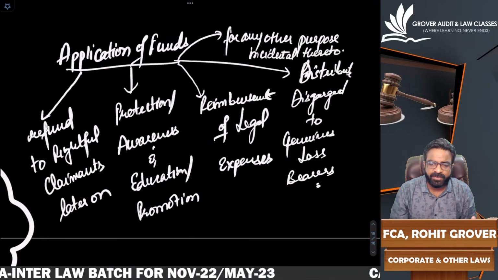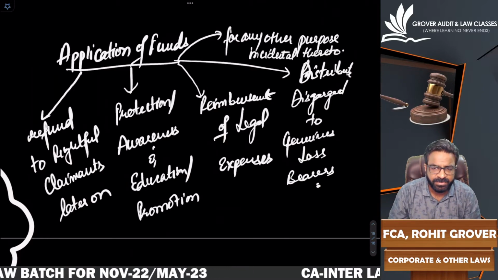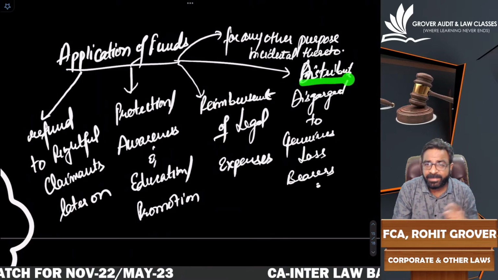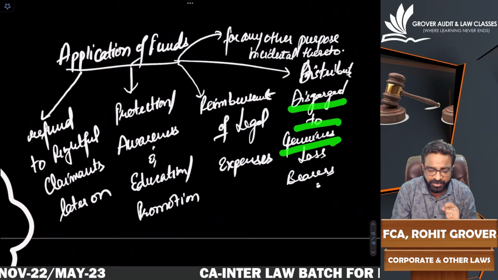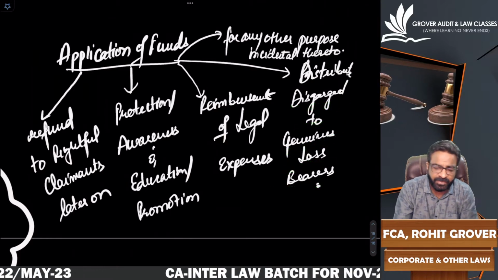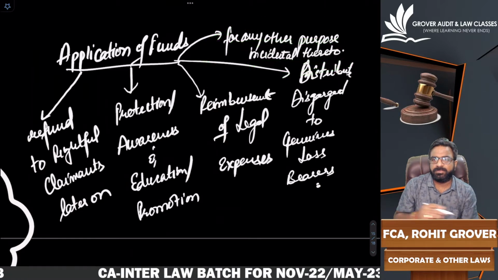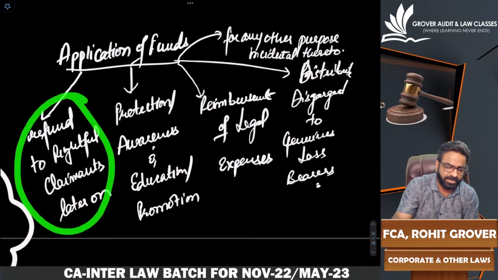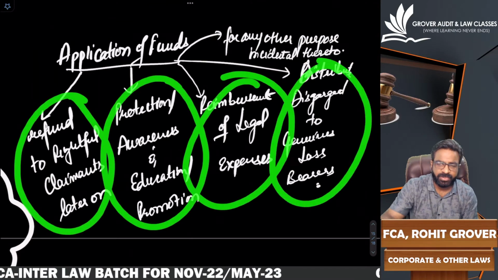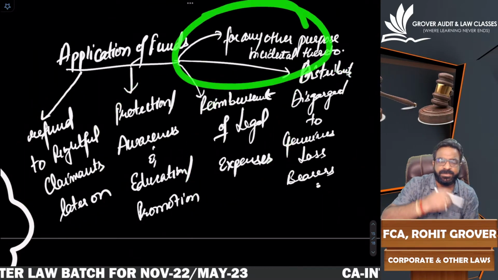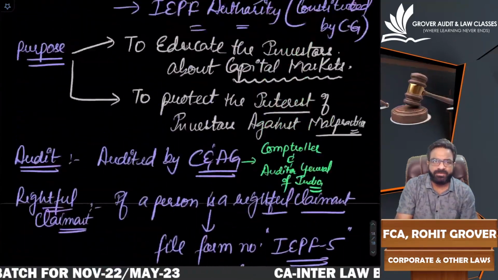So at that point of time, don't you think someone should be there to help those kind of genuine losers? Yes, sir. So who is going to help? IEPF. So IEPF will distribute the disgorged amount to the genuine loss bearers. And what is the last point? For any other purpose incidental to that. Did you all get the point? So it is used for refund purposes, protection, reimbursement, genuine loss bearers, as well as any other purpose. This is called application of IEPF funds. So with that, which section is also over?